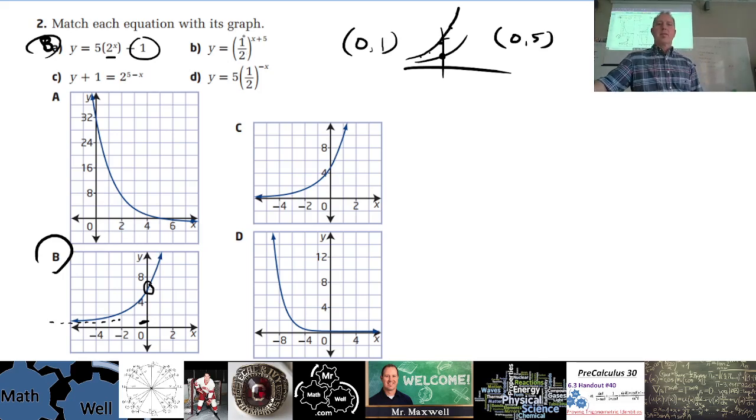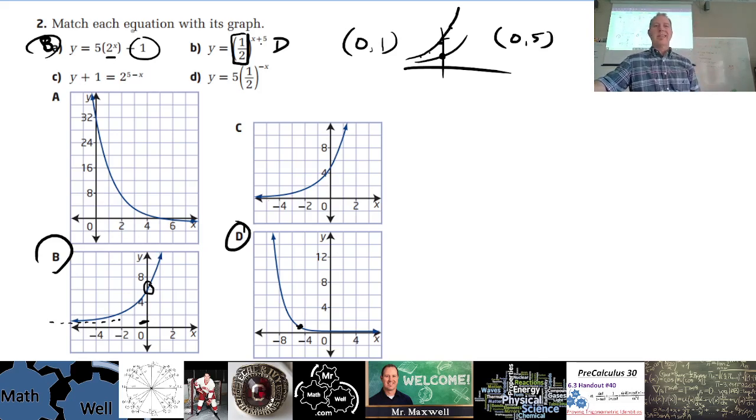B here is a decreasing graph. So it's going to come down, and it's also going to go left 5 units. So it's decreasing and going left 5 units. So 0, 1 would be over 5 units, looks to be about here. So this one looks to be D, I would say.